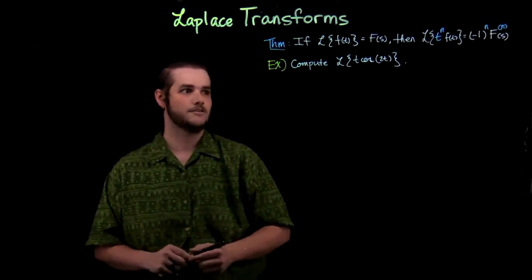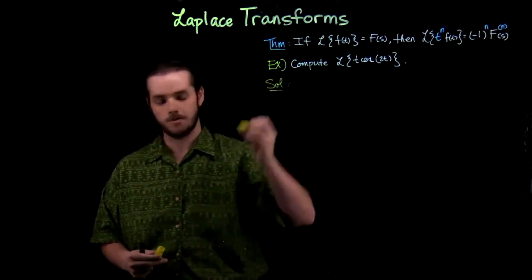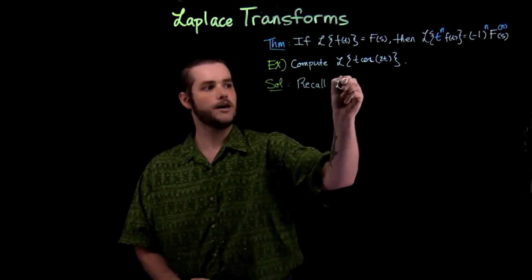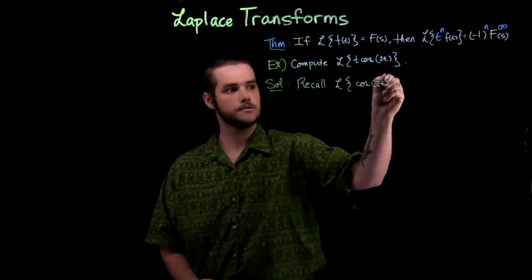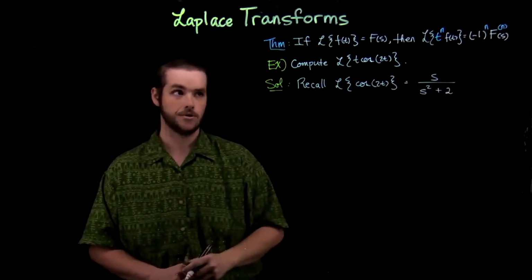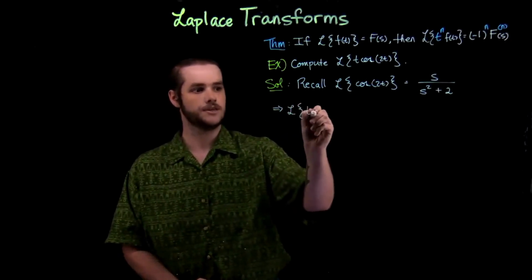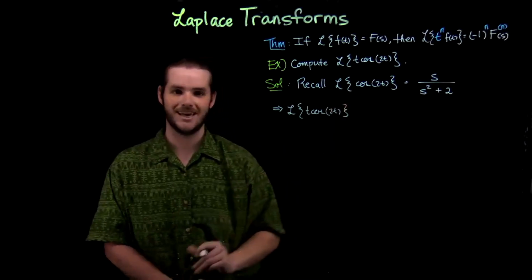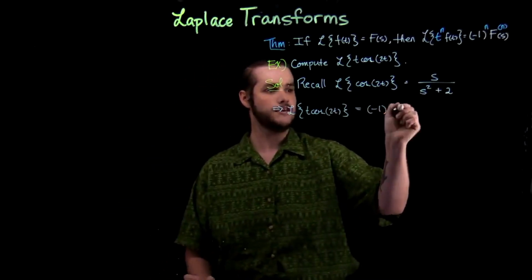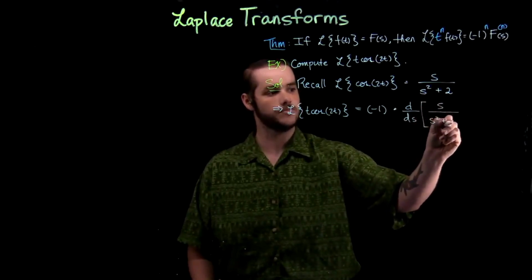So here I've got the Laplace transform of t times cosine of 2t. Well, from a transform table, I know that the transform of cosine of 2t is s over s squared plus 2. So this property of Laplace transforms tells me that the transform of t cosine of 2t, notice I have t to the power 1, so I will get negative 1 to the power 1 times the first derivative, now with respect to s, of s over s squared plus 2.